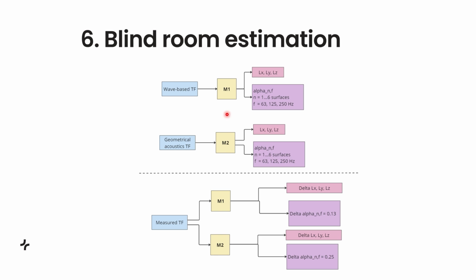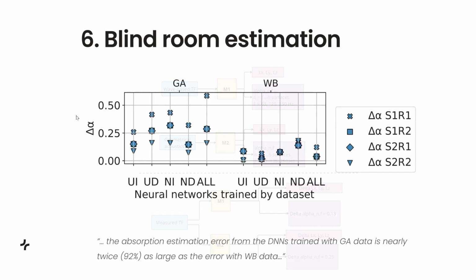And then what they did after they had trained the two models is they fed them measured real transfer functions in a shoebox room where they know the size of the room and the absorption properties, and they asked the model to spit out the size of the room and the absorption properties. And very interestingly, what they found was that the model trained on wave-based data performed much better than the one trained on geometrical acoustics data. This is maybe not a big surprise because a wave-based simulated room impulse response or transfer function is much closer to a real measured impulse response than a geometrical acoustics impulse response, especially at lower frequencies.